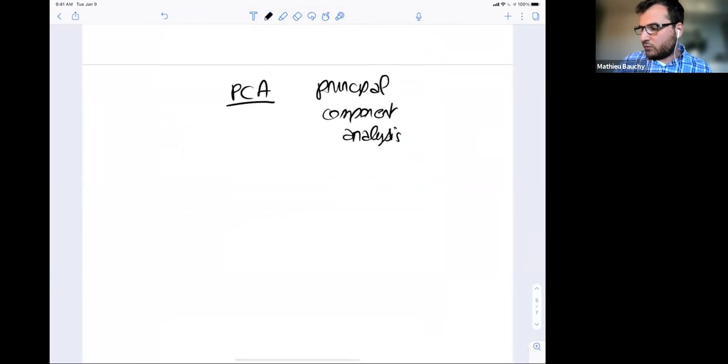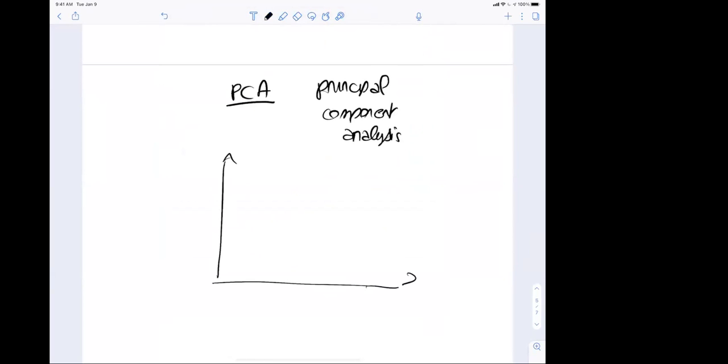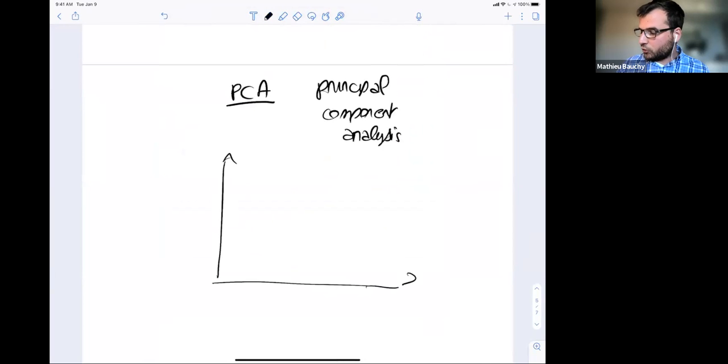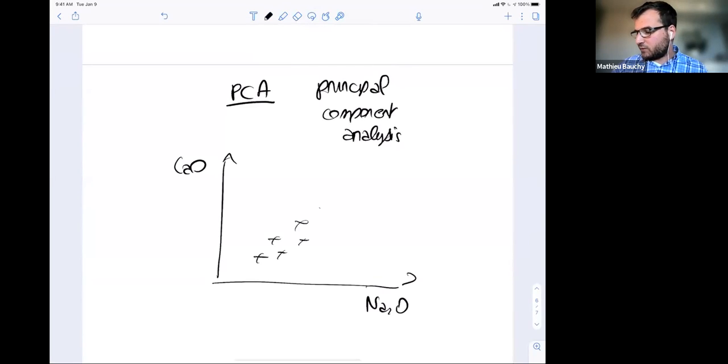So in this case, let's assume that you have some glasses, and let's assume that you know how much sodium you have and how much calcium you have. And so let's assume that you have your glasses like this. So again, that's an unsupervised learning problem because you don't know anything about those glasses. You just have data points of glasses for which you know their composition. You know how much calcium they have, how much sodium they have.